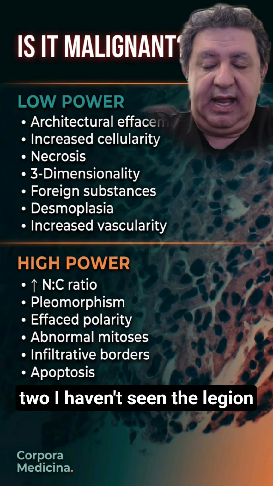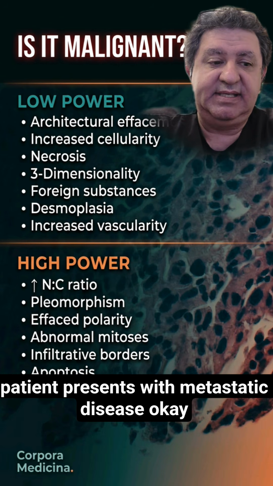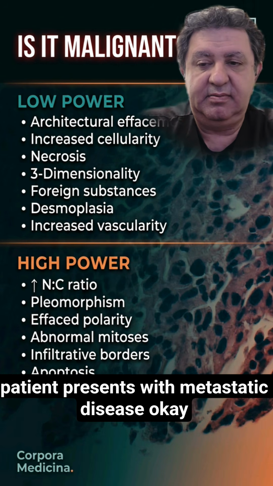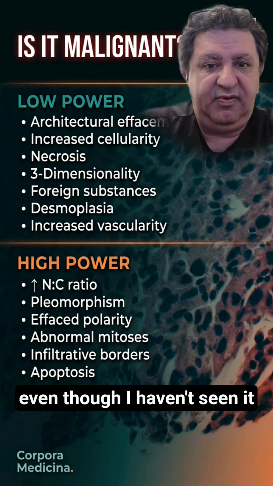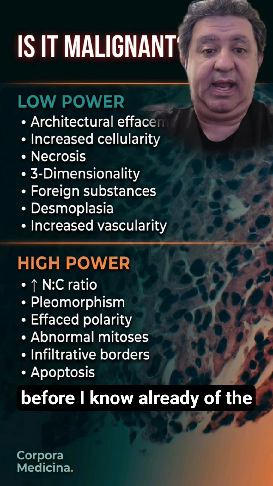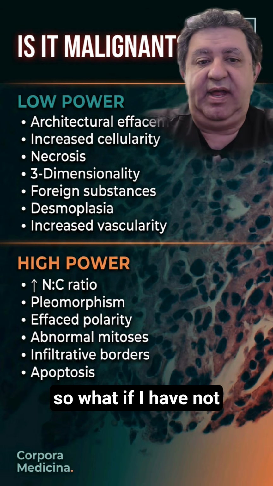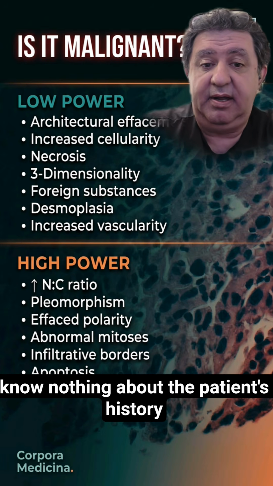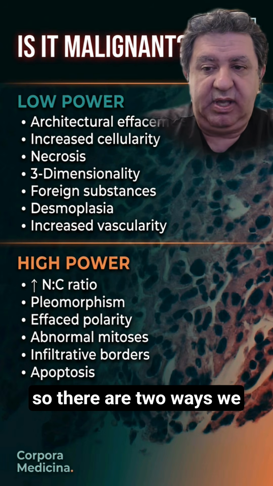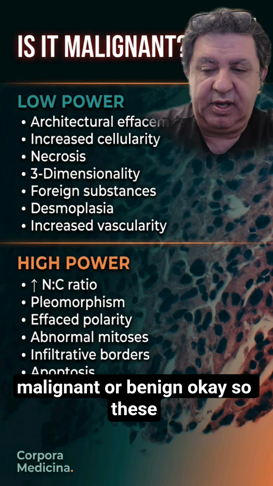Number two, I haven't seen the lesion before. However, I know that the patient presents with metastatic disease, okay? So the nature of the lesion, even though I haven't seen it before, I know already off the bat, okay, that it is malignant. So what if I have not seen the lesion before and I know nothing about the patient's history? So there are two ways we can decide whether the lesion is malignant or benign, okay?